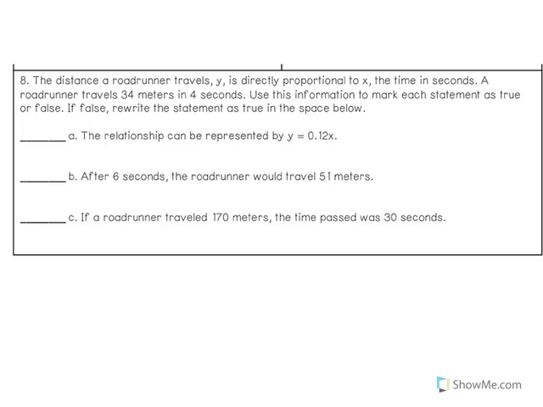Using all that information, we should be able to fill out our true or false statements. I'm going to come over here, and it says the distance a roadrunner travels, y, is directly proportional to x, the time. So our time traveled is our x. In the next sentence, it says x for the seconds, and then the distance right here is our y. So I'm going to go ahead and label those to make my life a little bit easier. You're going to use that information to mark each statement.